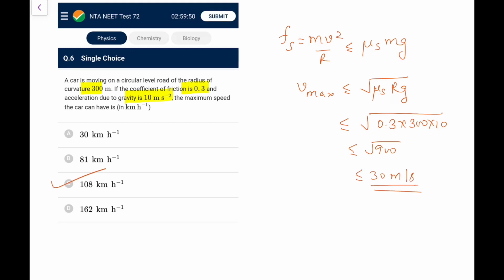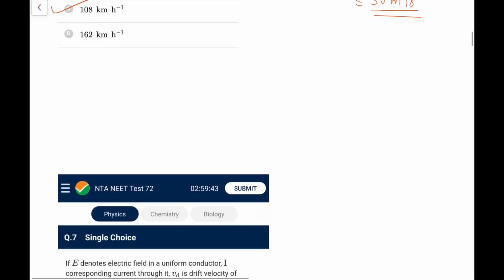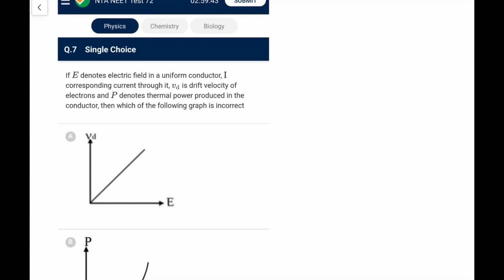If you convert it into kilometer per hour, that is 108 kilometer per hour, because 10 meter per second is equivalent to 36 kilometer per hour. That analogy you use from class 9th.